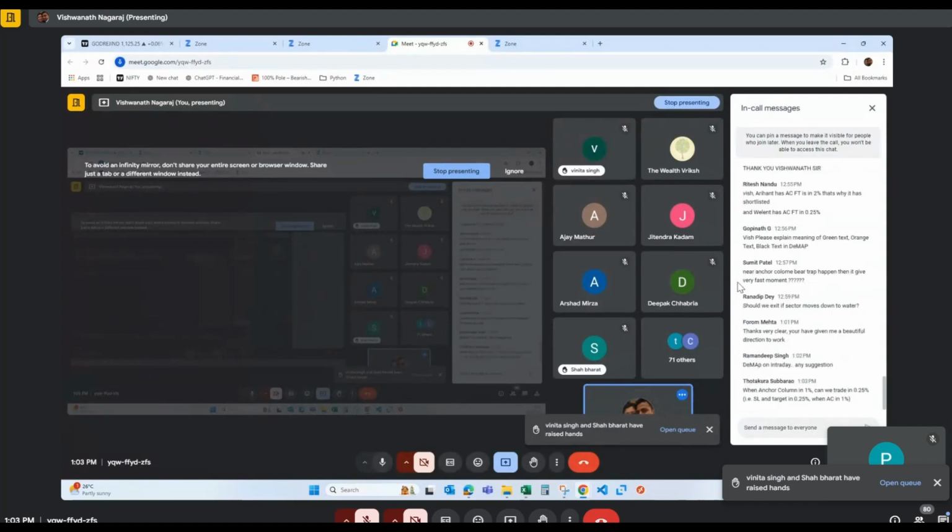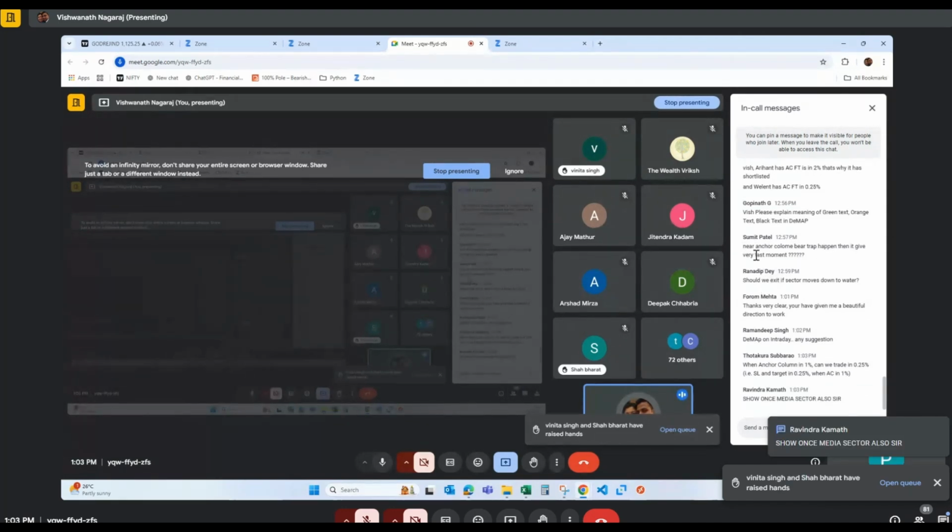Gopi, hello. Please explain the meaning of green text, orange text, black text in DMAP. Okay, I will explain that with a couple of examples. Near the anchor column, if a bear trap happened, then it gives very fast movement. If there is a bear trap, then it's even better. It's a multi-pattern breakout, right? Multi-pattern breakout is very good. Bears are trapped, anchor column is there, it's already showing bullish momentum. And if bears get trapped in a bullish environment, of course it's going to go.